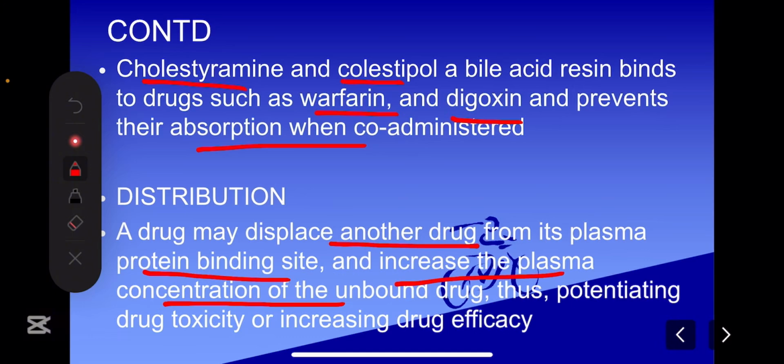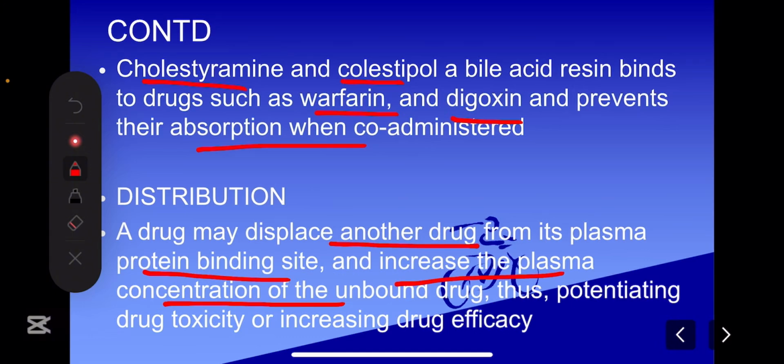It is important to know that free drugs are active drugs. A drug that is bound to plasma protein is not active. When a drug binds to plasma protein, it's just for transportation of that drug. It is not active. Drugs that are bound are not active drugs. The free drugs are active.